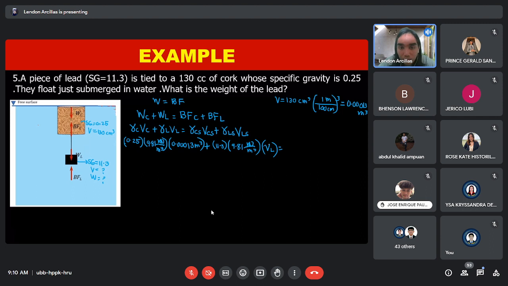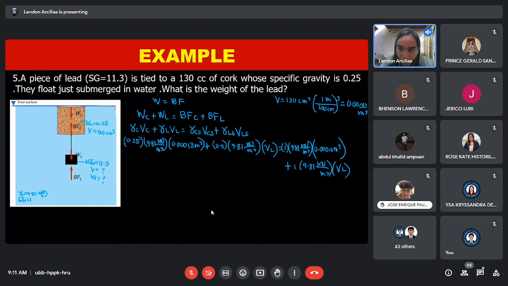Equal to the specific weight of the water, SG ng water is 1, times 9.81 kilonewton per cubic meter, times the volume of the cork submerged, which is just equal kasi totally submerged siya, 0.00013 cubic meter. Okay, plus the specific weight of the liquid submerged by the lead, which is same water, times the volume of the lead, which is unknown. Okay?